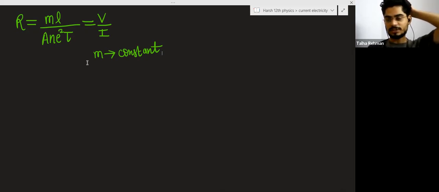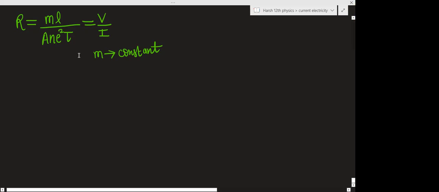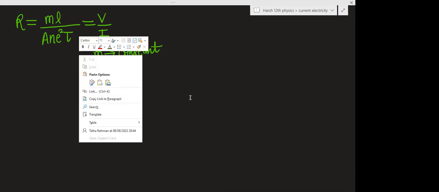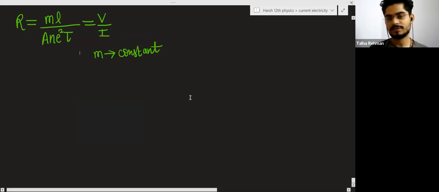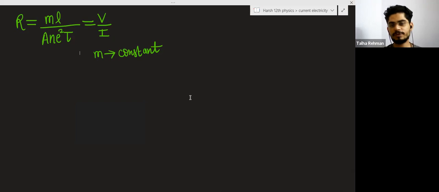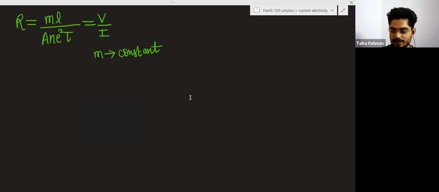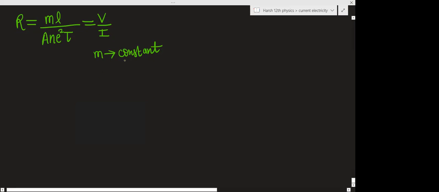Suppose this is a mouse. If you burn this mouse, it will become ash. If you calculate the mass of the ash and the mass of the mouse, you will get the same mass. So mass can never be changed.